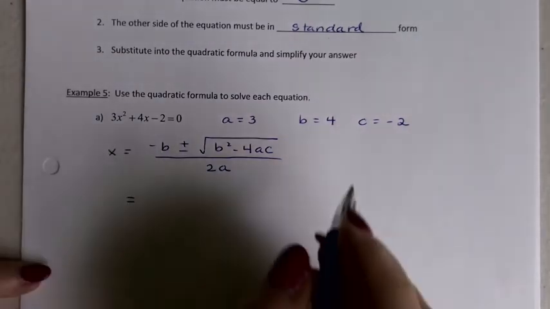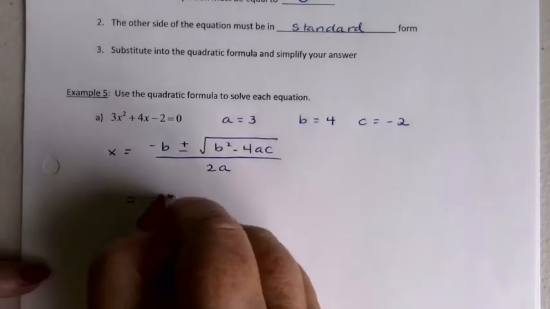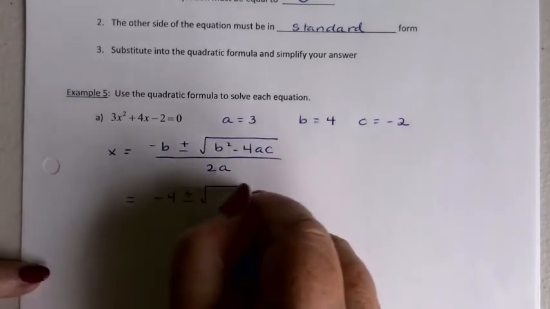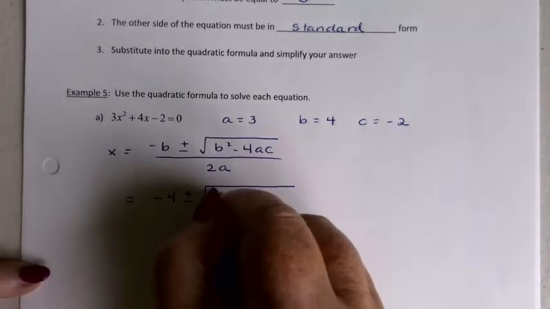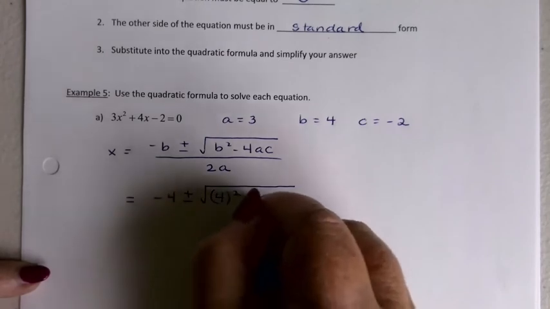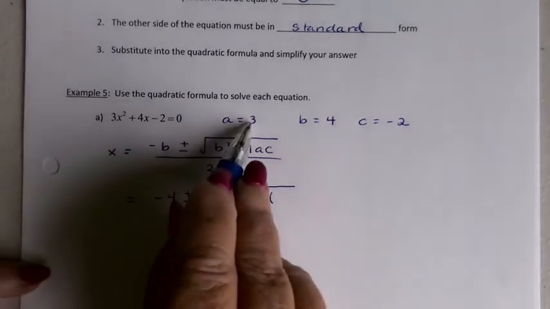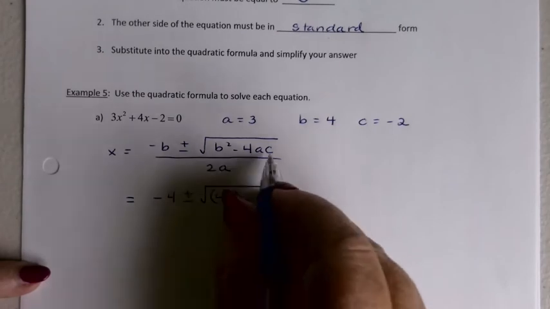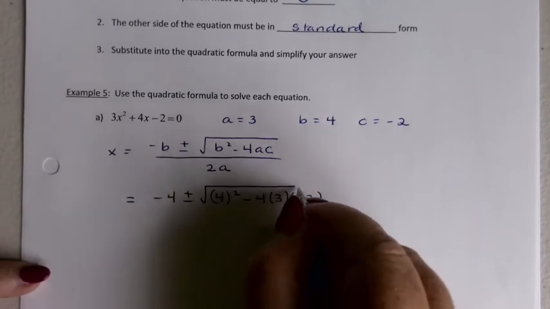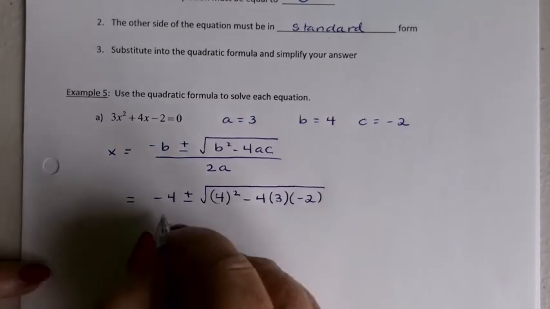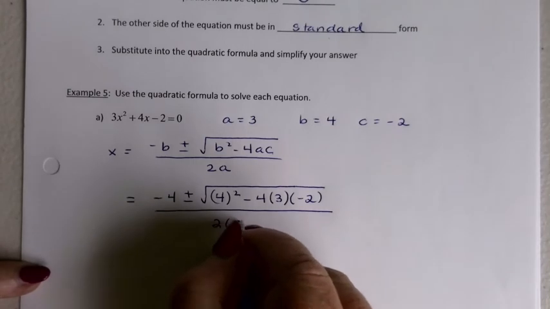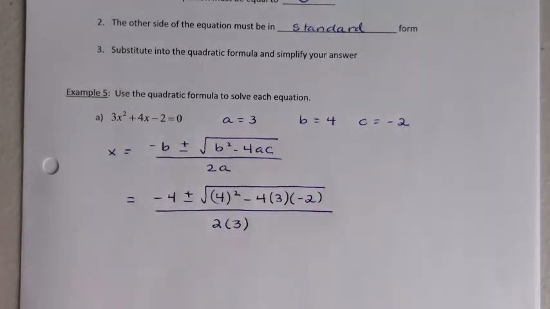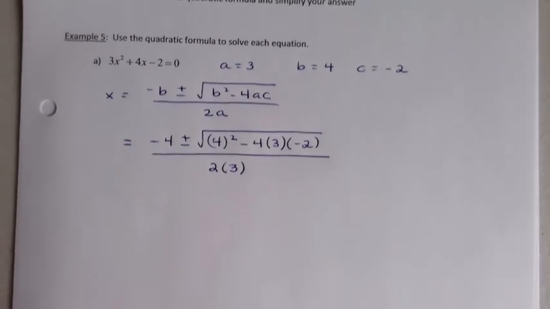The opposite of b would be -4, plus or minus, and under the square root, I've got b squared, 4 squared, minus 4 times a, which is 3, times c, which is -2. Make sure that's all under the square root. And then the entire thing divided by 2 times the a value, which was 3. All right, everything's plugged in. At this point, we just have to do some simplifying.